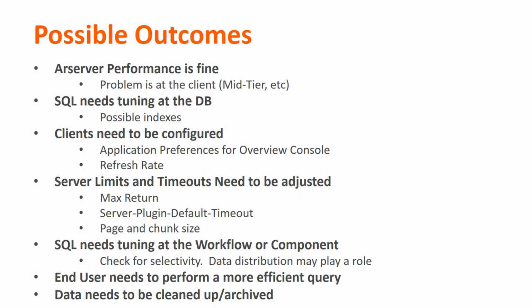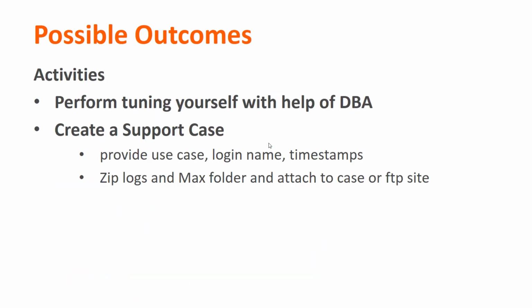And lastly, one thing that might help is cleaning up some of your old data. So archiving and cleaning up old data is one way to improve performance in your system. So some of the activities that you might have to perform require the help of a DBA. And some other times it might require a support ticket to be created. For example, if you do find out that you have workflow that's performing inefficient queries, the solution might be to create a support ticket and have support try to determine the best way to make that query more efficient.